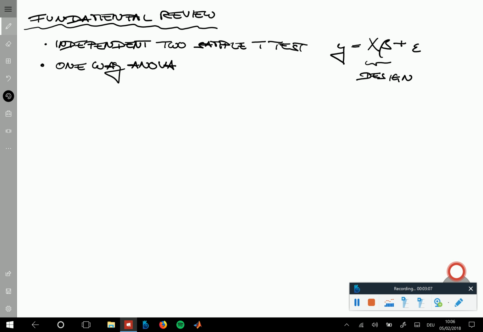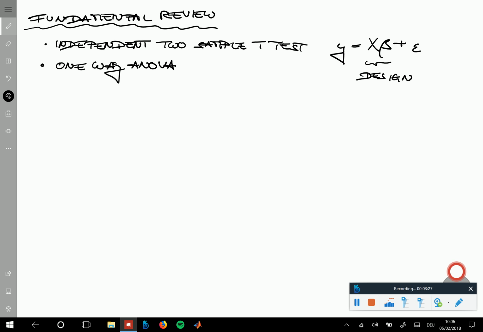And we looked at that data already from the perspective of simple linear and multiple linear regression last time, and one-sample t-test. And today we want to look at these data in terms of an independent two-sample t-test and then one-way ANOVA.